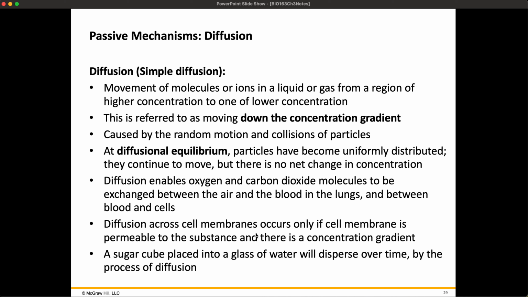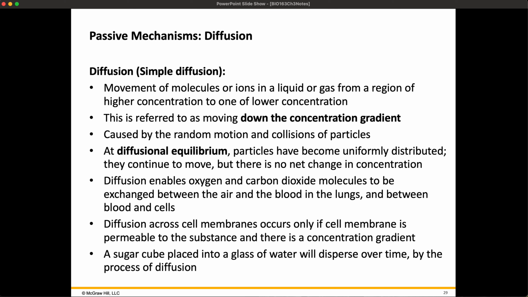Diffusion only happens if the cell membrane is permeable to the substance and there is a concentration gradient. So those two qualifications have to be met. The cell membrane has to be permeable to it. A lot of times that has to do with things like charge or size of the structure or the hydrophobicity of the structure. And then again, that idea that there is a concentration gradient. There has to be this unequal distribution.